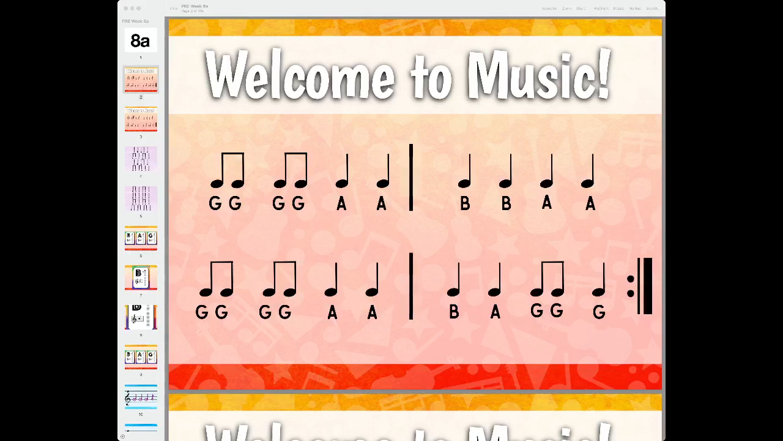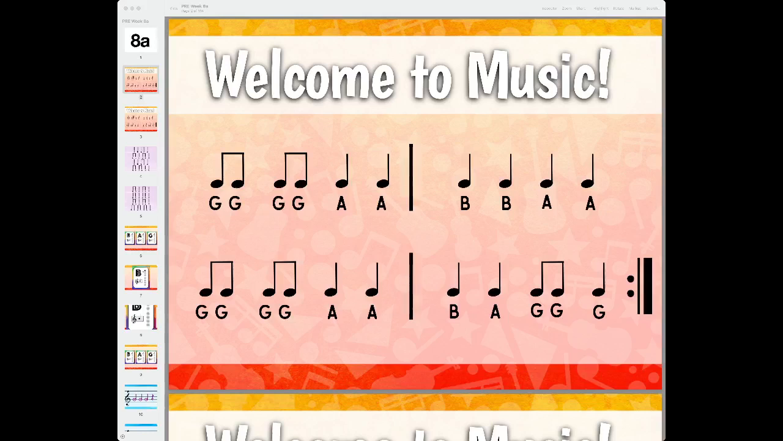So then I'll say something like, of those four measures, are any of them exactly the same? Do you see any that are exactly the same? And hopefully, yes, they do. So I have them raise their hand and answer that. Okay, so measure one and measure three are exactly the same. The rhythm is the same and the pitches are the same, right? G, G, G, G, A, A. Okay, great. So those two are exactly the same.